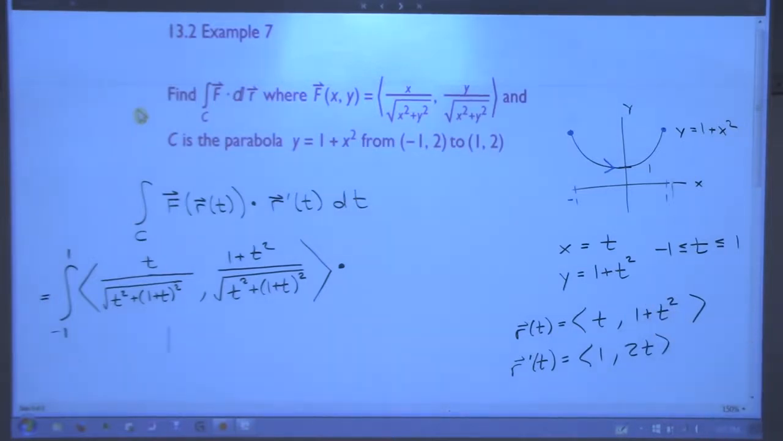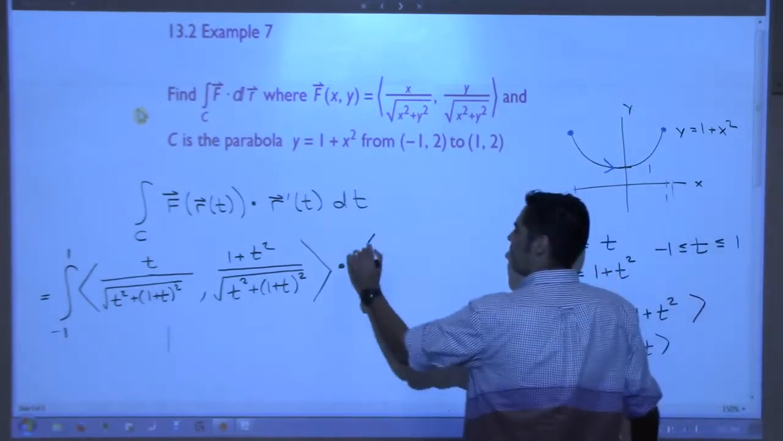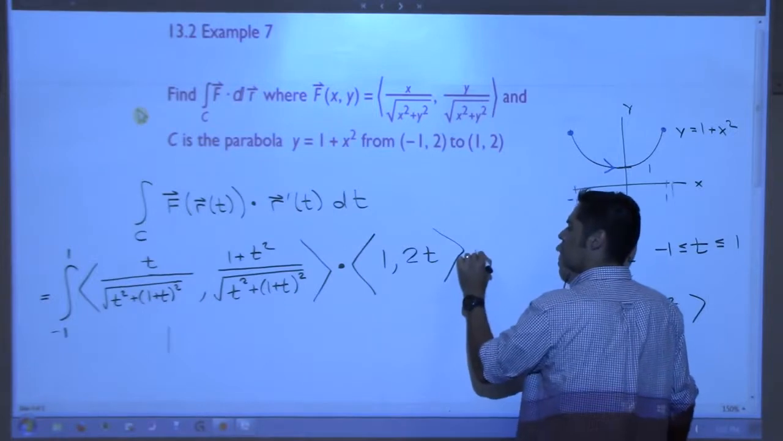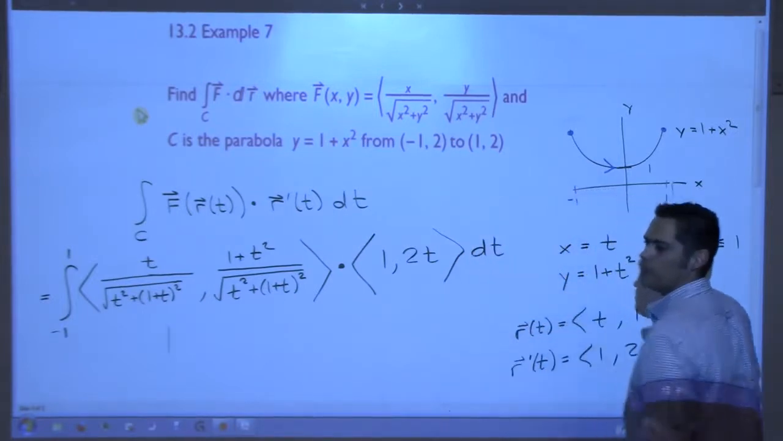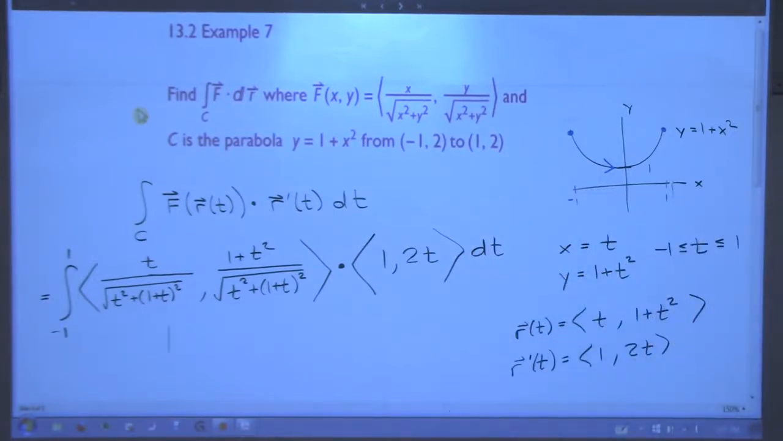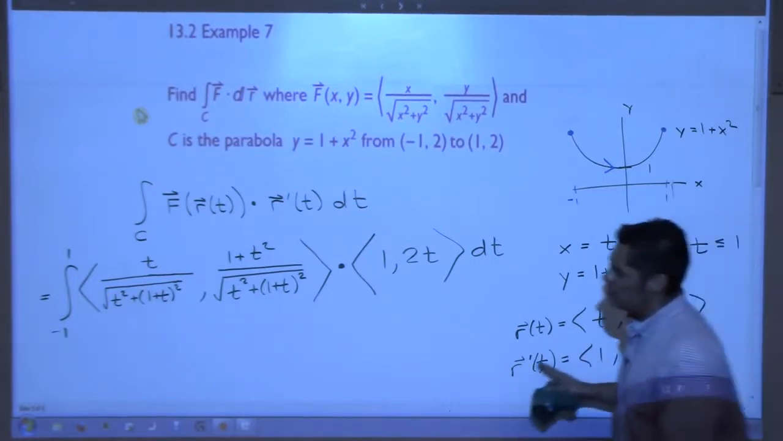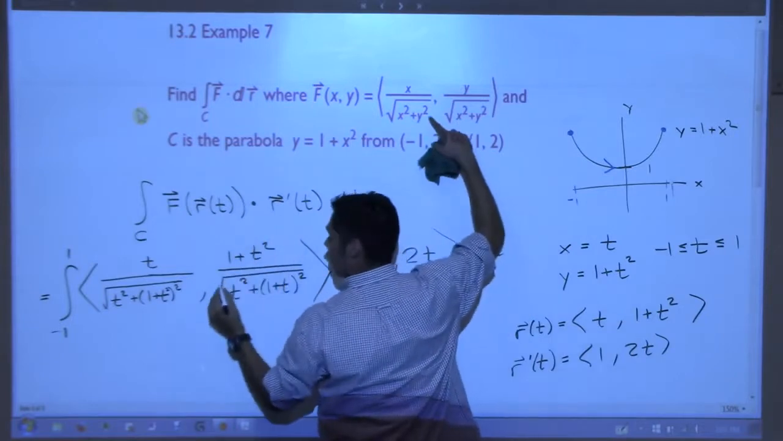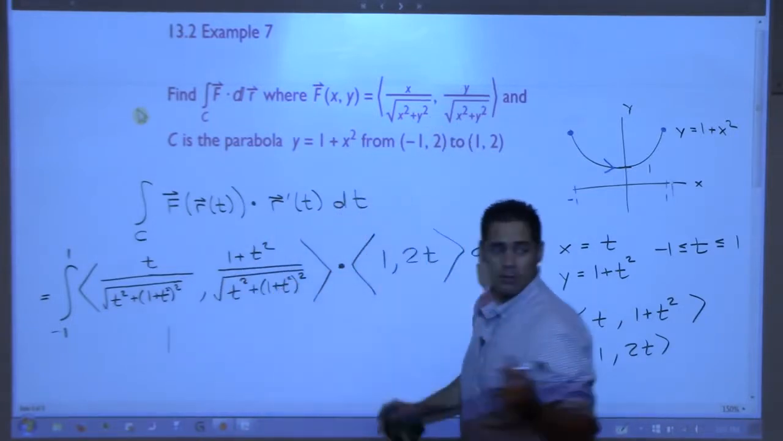Dot that with what? Dot that with 1, 2t dt? Yes? Is that not supposed to be 1 plus t squared squared? Yeah, I missed my square, didn't I? Yes. That's the y value is this, but then I've got to square it. Yes, it's on both of these. Thank you.